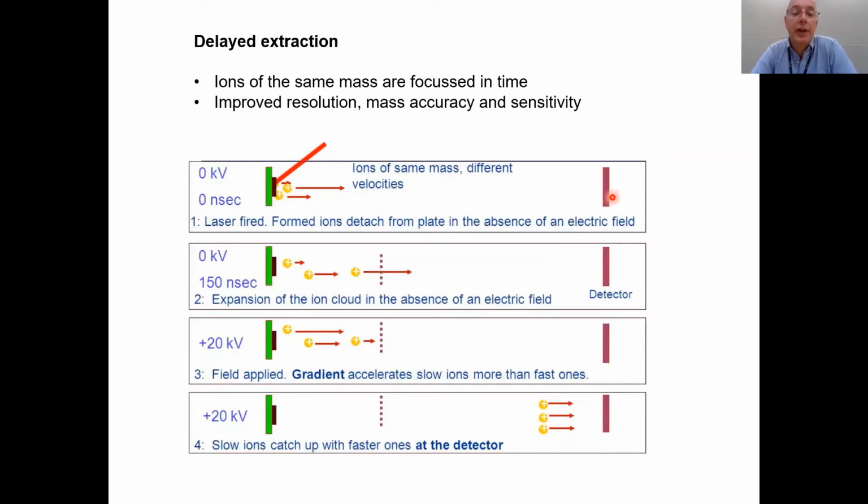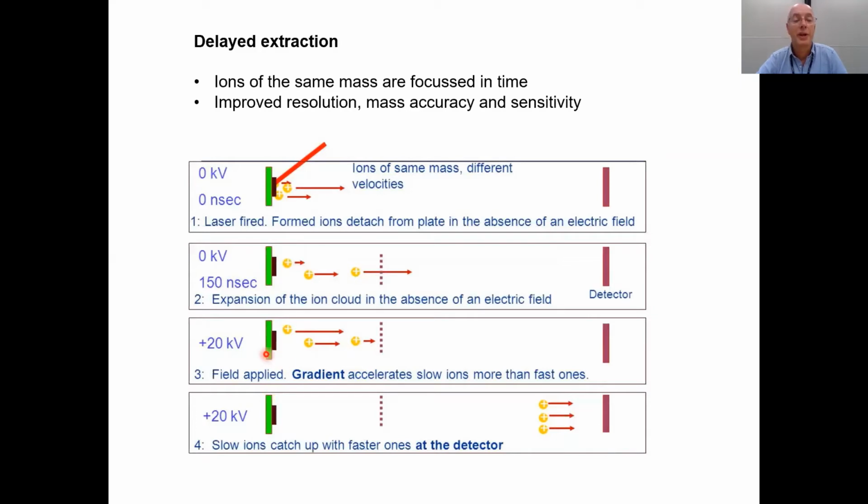So the solution to this turned out to be to delay the high voltage pulse. So what happens is when your laser hits the target, there is no voltage applied, and you wait for 150 nanoseconds, and then you apply the voltage. And what happens is in that 150 nanoseconds, the fast-moving ions have penetrated a long way into the acceleration field, and the slower-moving ions have only penetrated a short way into the accelerating field.